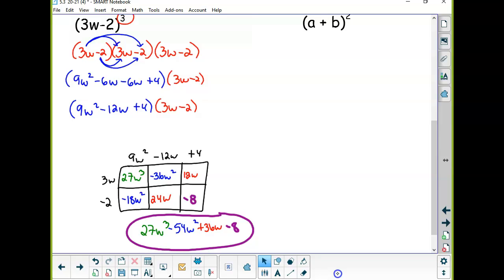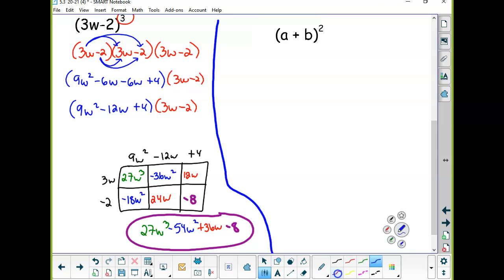And then you should end with 27w to the third power minus 54w squared plus 36w minus 8. Now, there is a special pattern to this that if you recognize it, you could go from the original written expression all the way to the answer and skip all this work. I'm not going to teach it to you because it's a lot. It's not, in my mind, right now, worth us learning at this moment. But we are going to show you one of the patterns that you might be able to use in this next example. So let's write this one down.